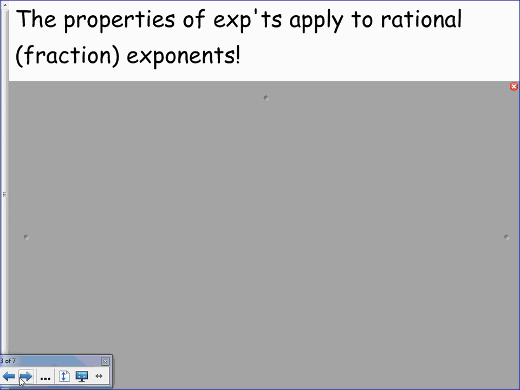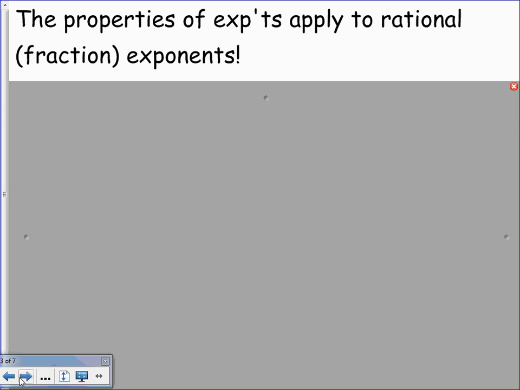We studied all the properties of exponents. When do you add your exponents? When do you subtract your exponents? When do you multiply your exponents? Negative exponents flip things. Zero exponents are always equal to 1. And these same properties apply to fractions. So they're just less nice to work with because they're fractions. But the rules are always the same. When to add, when to subtract, when to multiply.